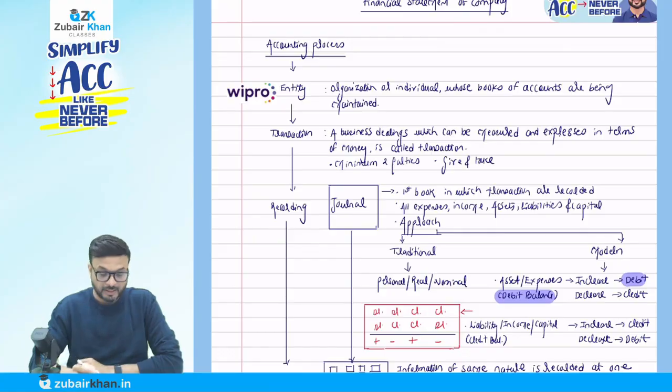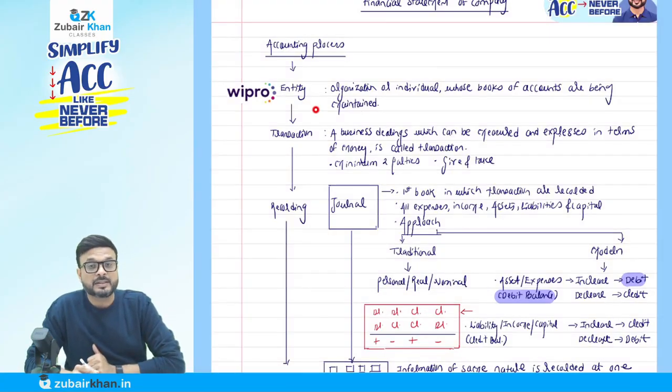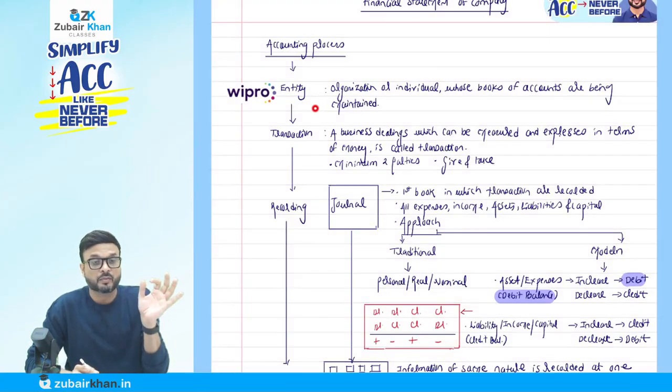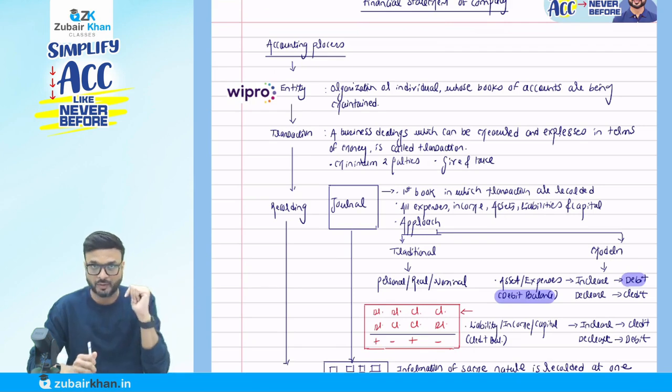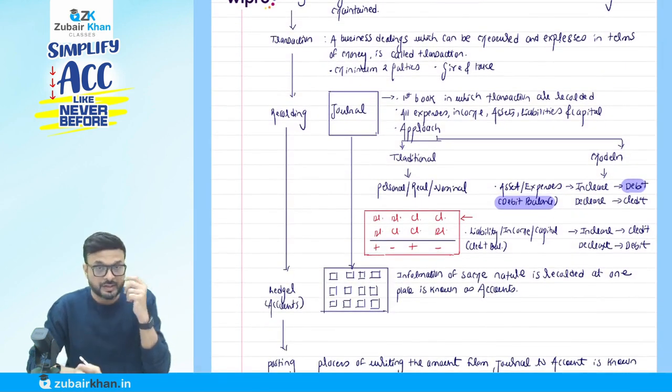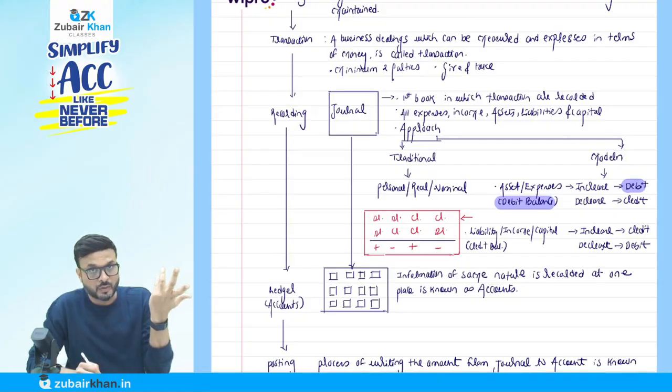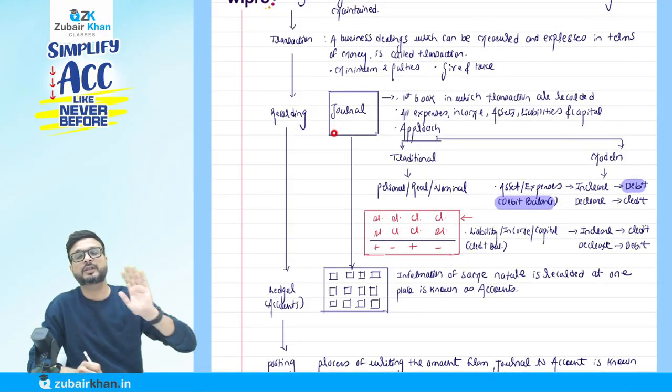What do you mean by entity? Entity means an organization or an individual for whom we are doing the accounting. Transaction means a business dealing which can be measured in terms of money. Now, all these transactions should be recorded. Where do we record? We record in a journal. Journal is the first book in which we record all the transactions.